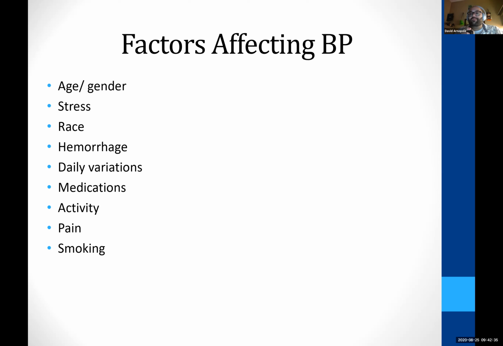Somebody comes in and says, "Oh, I've been smoking for years," and they're on, you know, 3 or 4 different blood pressure medications. You can tell them, "Hey, you need to look at stopping that. Your provider may be able to help you more if you stop with that smoking. That may be one of your major causes."